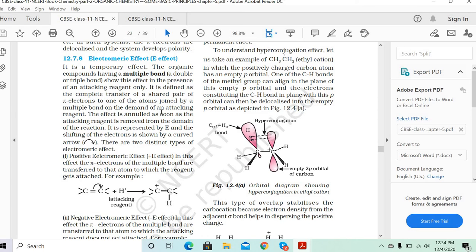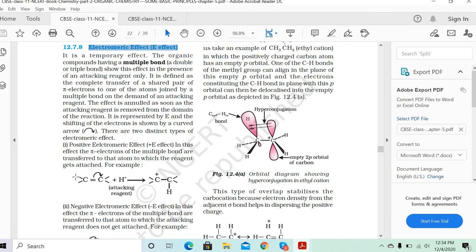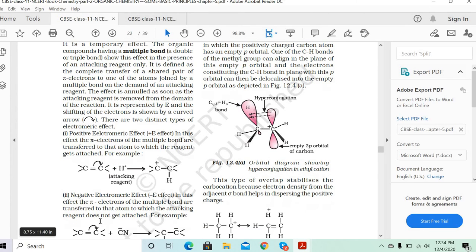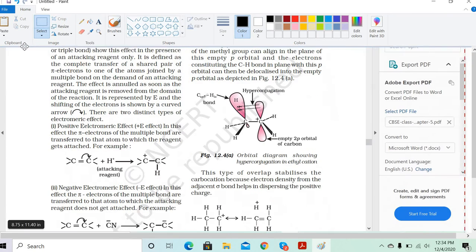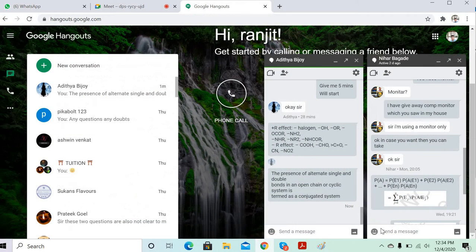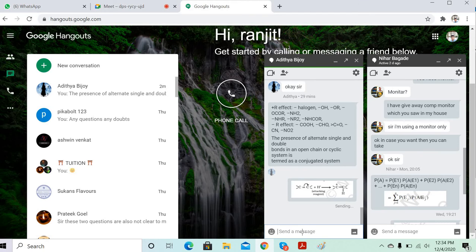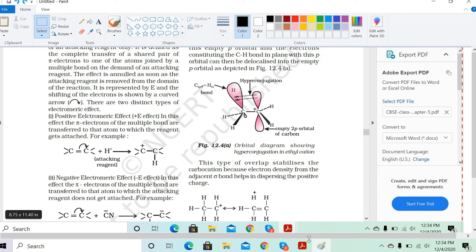Now let's go to the electromeric effect or E effect. What is called the electromeric effect? Let's try to understand this part first. Draw the figure which is present right now here. I just want you to draw this figure and then I'll explain to you. This figure where the reagent attacks the double bond. Okay?